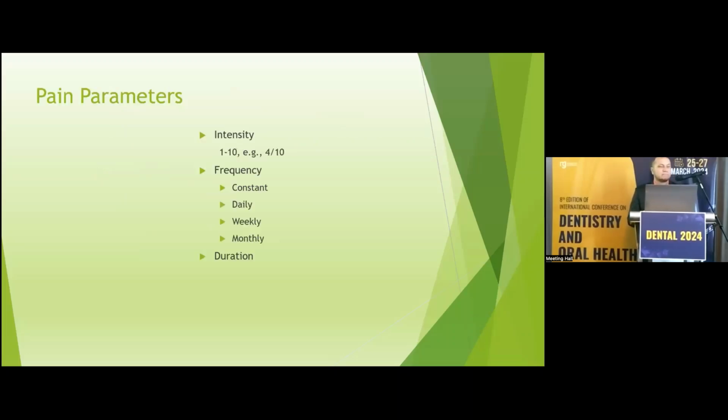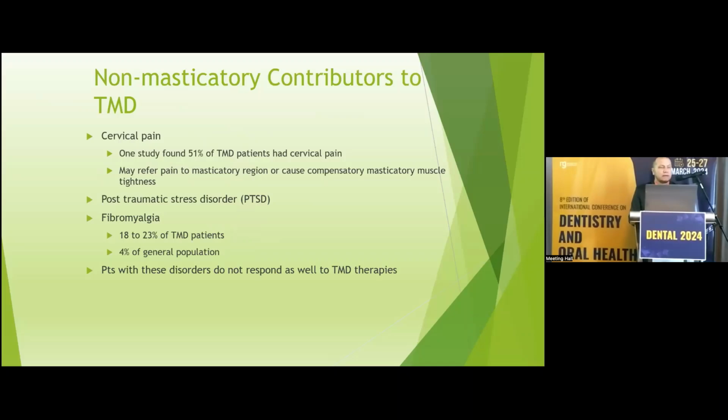Pain parameters, yes, you need to ask, what's the pain intensity? Is it 1, 2, is it 10? The frequency, is it daily, weekly, monthly? What is the duration? We have cervical pain also. We have post-traumatic stress disorders. Again, PTSD is also on the rise. We have fibromyalgia. I think about 25% of my patients now are diagnosed with fibromyalgia, which means about 1 out of every 4 patients have fibromyalgia. And again, we are not sure why there is a huge increase in the cases of fibromyalgia.